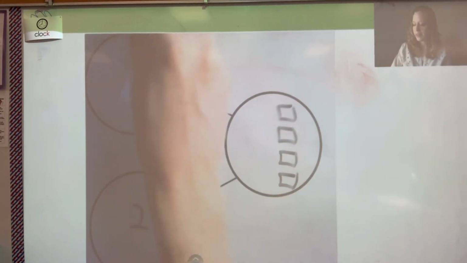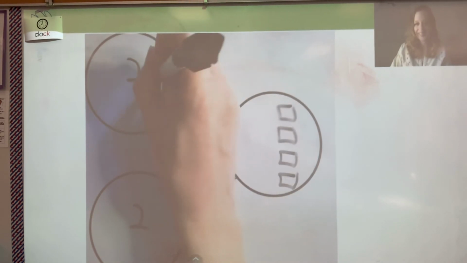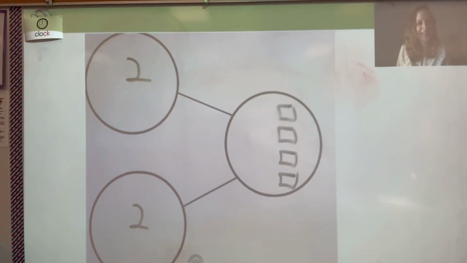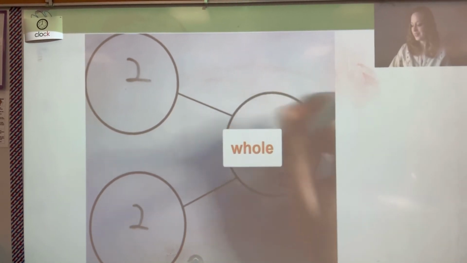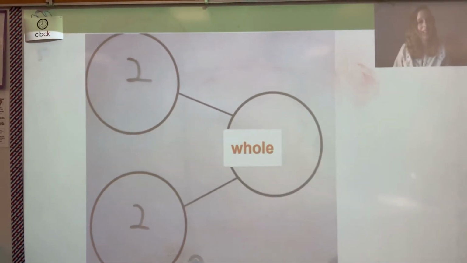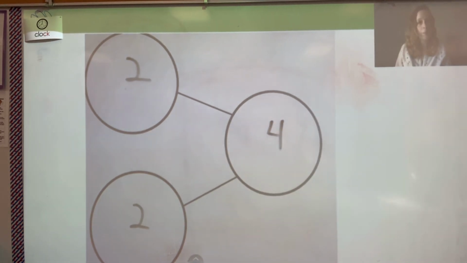Here's another part, erasing the squares, writing 2 instead. Now here's the whole. Erasing the squares and writing 4 instead, because there are 4 squirrels all together.